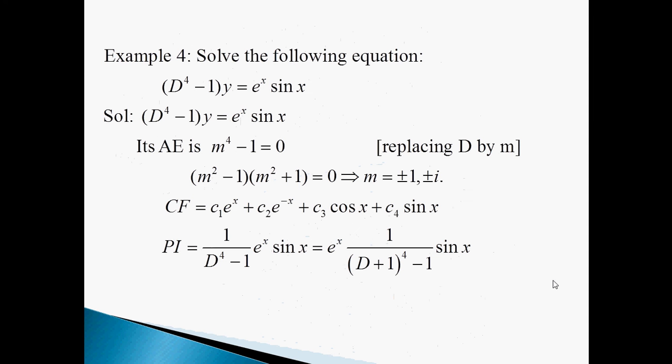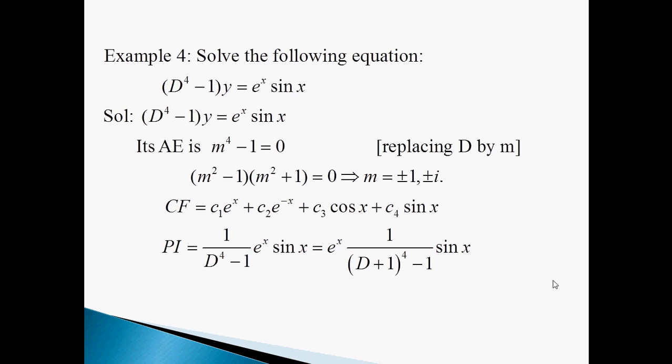We take an example. Here we want to solve the differential equation (D to the power 4 minus 1) y equal to e to the power x sin x. It is the product of e to the power x and sin x. Now its auxiliary equation is m to the power 4 minus 1 equal to 0 by replacing D by m. Now we find the factors (m square minus 1)(m square plus 1). Then the roots are m equal to plus minus 1, plus minus i. Two roots are real and distinct, and the others are complex.